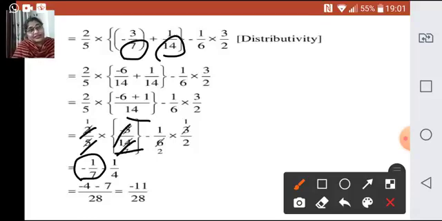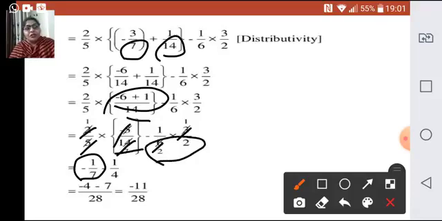Negative 1 upon 7, children, because here it was negative 6 plus 1. So the bigger number has the negative sign. So it will be negative 1 upon 7. And then minus. This is 3 ones are 3, 3 twos are 6, and denominator 2 twos are 4 and 1 on the numerator. So 1 upon 4. So it is negative 1 upon 7 minus 1 upon 4.